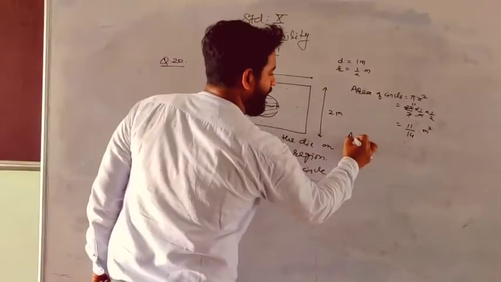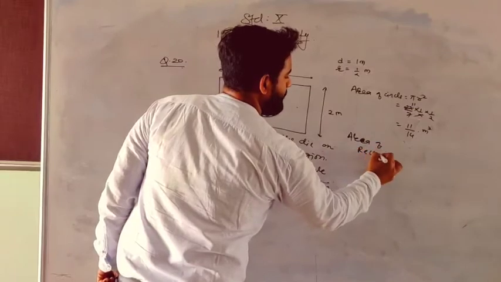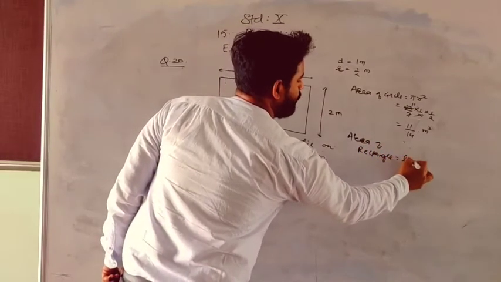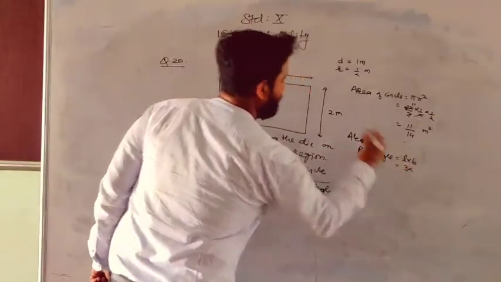Similarly, the area of the rectangle is nothing but length into breadth. Now what is the length? Length is 3 meter. What is the breadth of the rectangle?